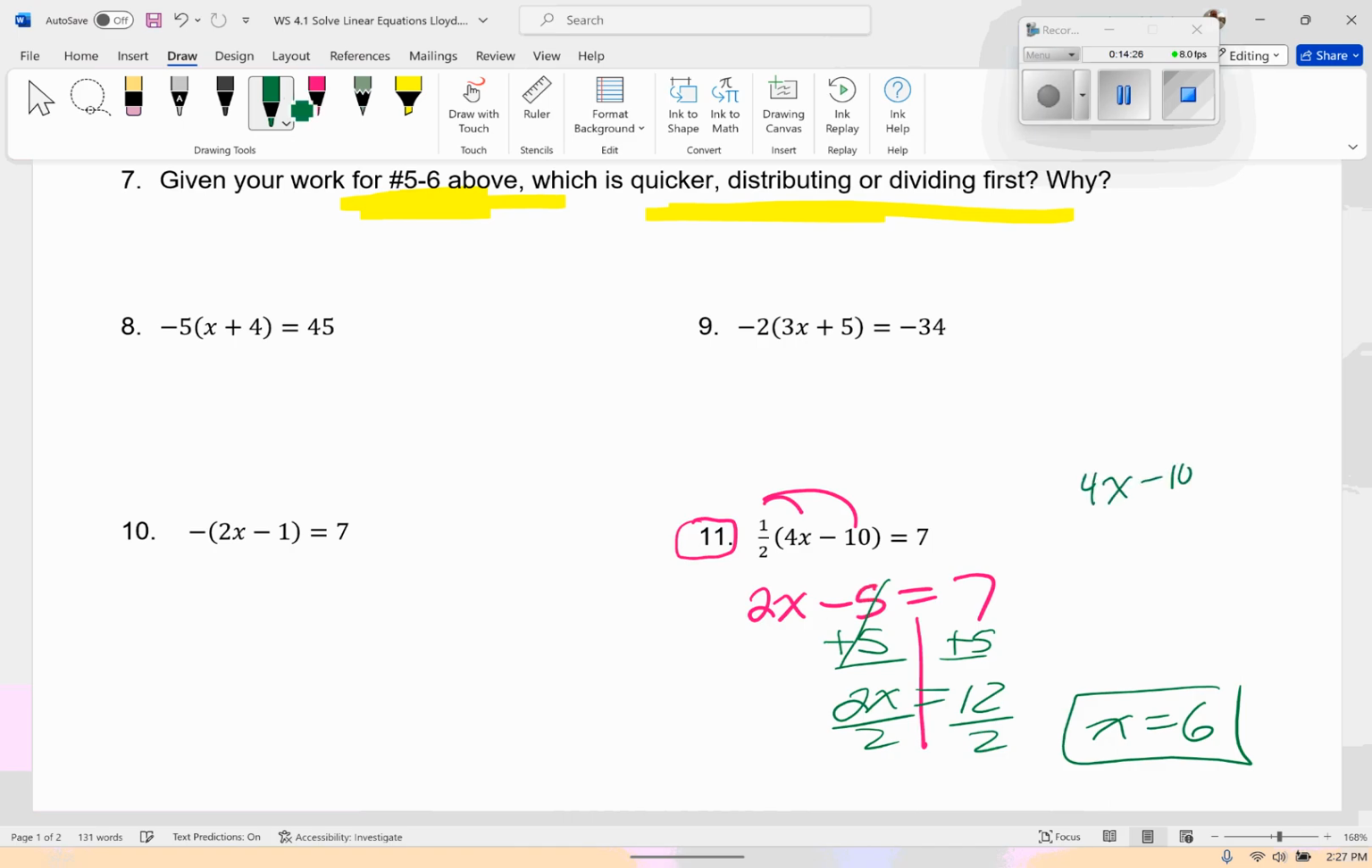Now, if you were that student that said, hey, I'm going to multiply both sides by 2, you'd come out with this, which, just going quickly, comes out the same exact answer. Which way is better? It doesn't matter. It's however your mind sees how to work the problem. Okay?